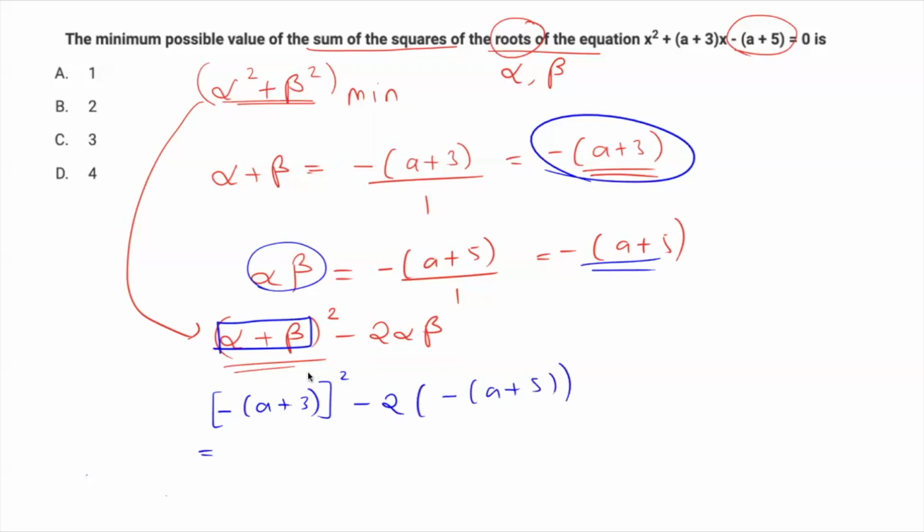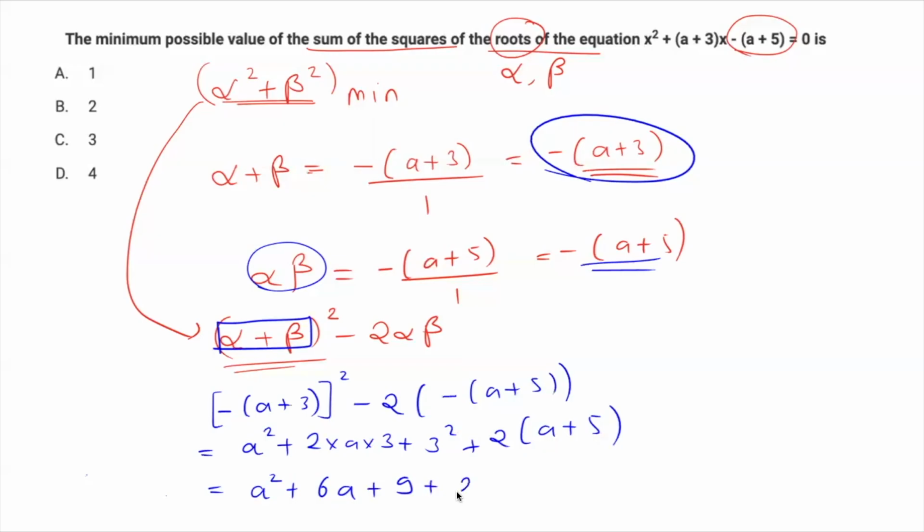And when I simplify this, minus of (a plus 3) the whole square is like (a plus 3) the whole square, a square plus 2ab plus b square. I have to be slightly careful here. Minus 2 into minus of (a plus 5) is plus twice of (a plus 5). This I can further simplify as a square plus 6a plus 9 plus 2a plus 2 5s are 10, which boils down to a quadratic equation: a square plus 6a plus 2a will give me 8a, and 9 plus 10 will give me 19.